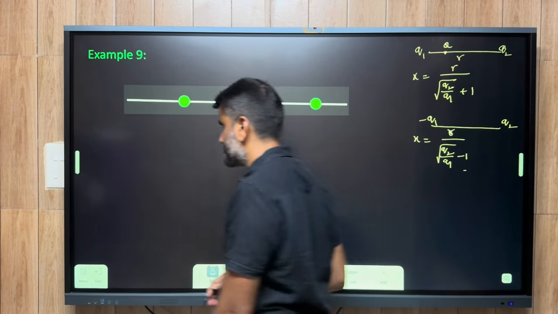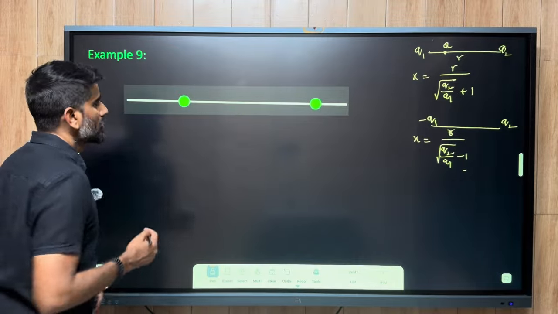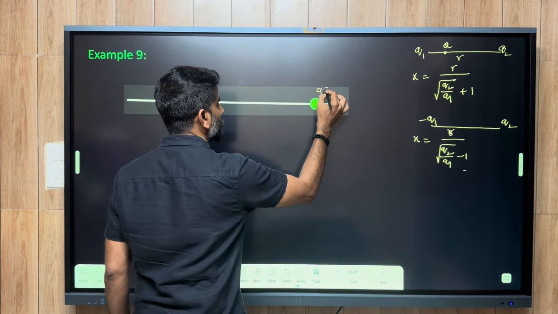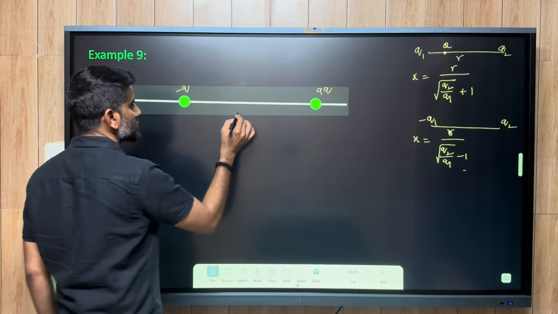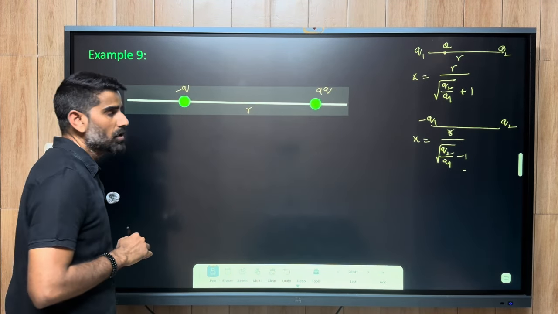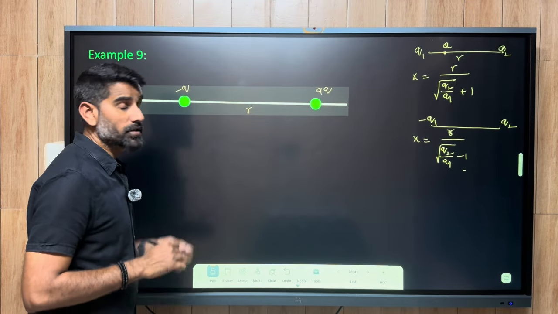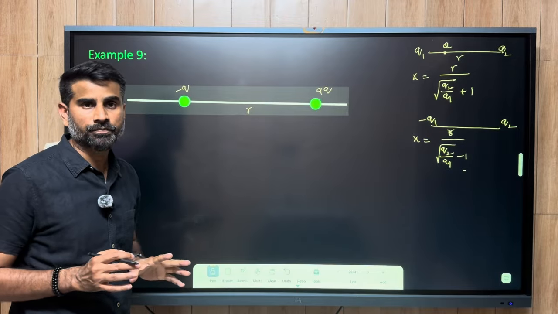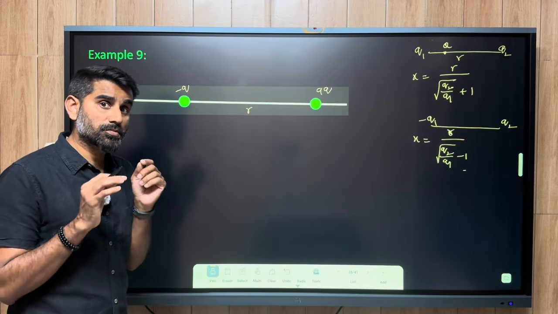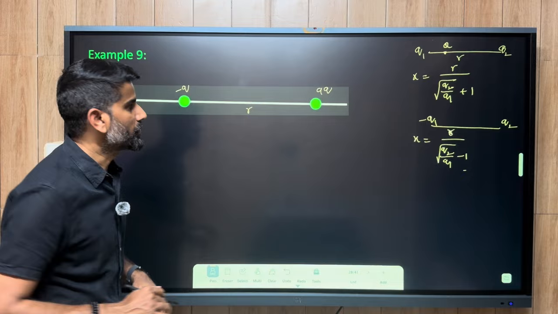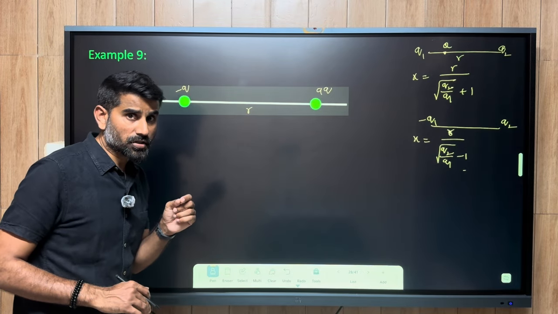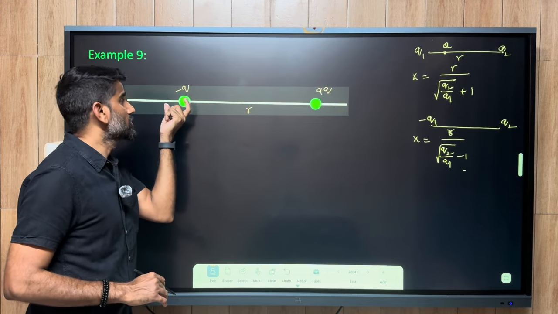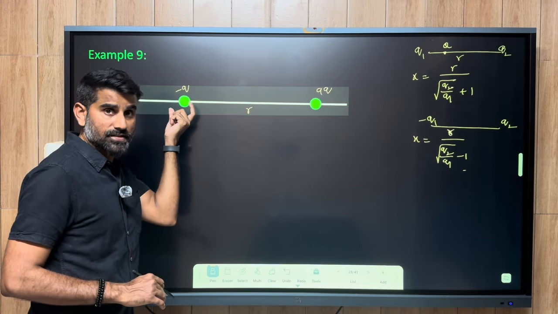Now let's use one of those formulas. Let's suppose minus q is this charge and plus 9q is this charge, separated by distance r. As we have already learned the equilibrium position of the third particle, the question is asked to find it. Where should the third charged particle be placed such that it will be in equilibrium? As we already know, the third charged particle must be placed near to the smaller charge. This is the smaller charge, so the third charged particle must be placed near to this charge.